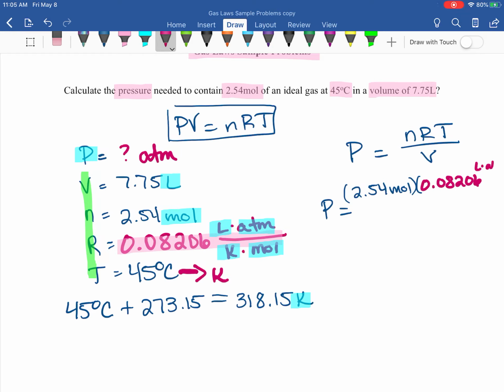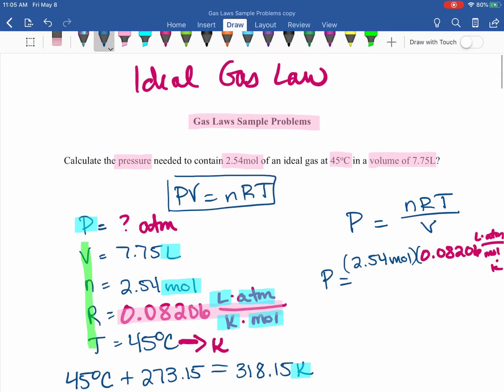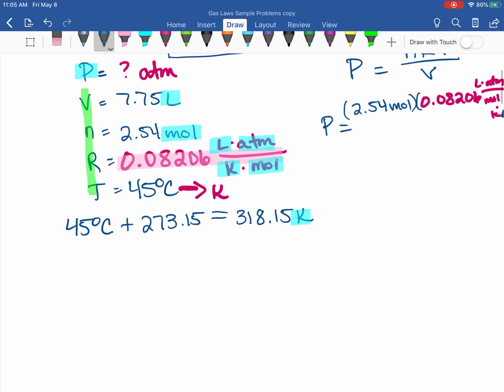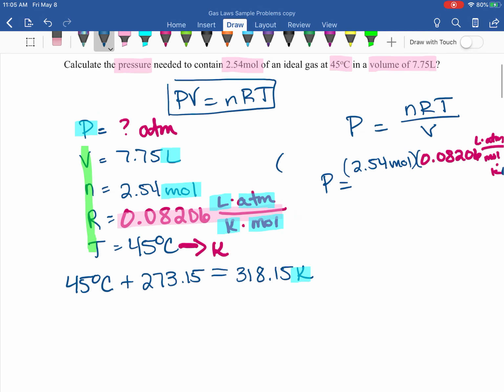I'm going to run out of a little bit of space. Okay, liters, atmospheres, moles, Kelvin. I'm going to have to continue just a little bit down here. All right, we're going to multiply that. Let me move it over to this side then. Let's multiply that by our 318. We need to multiply all of that, and then we're going to divide it by our volume.